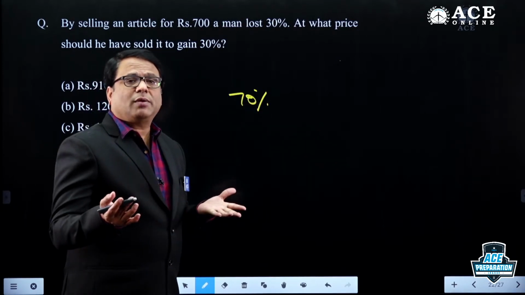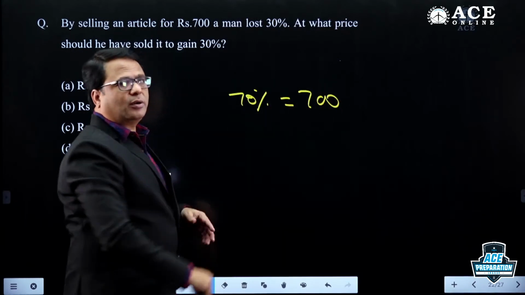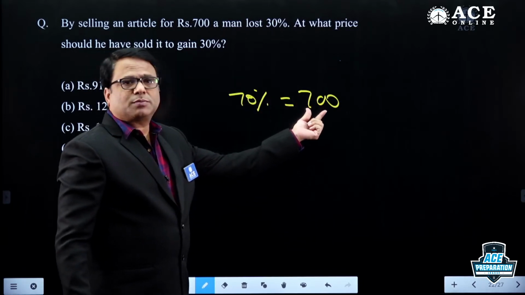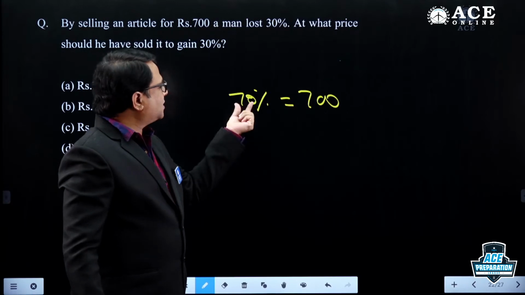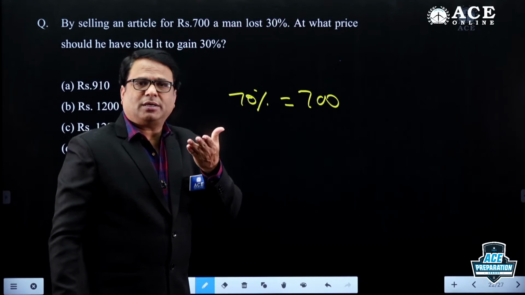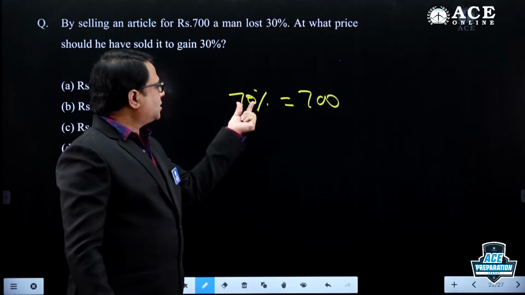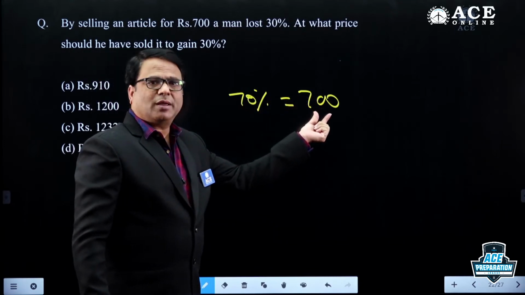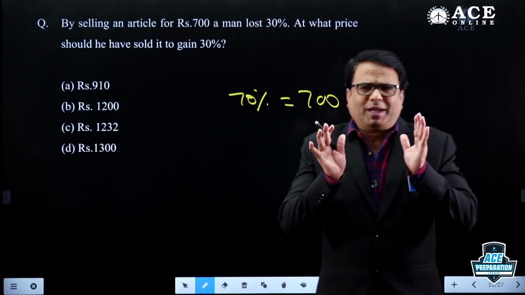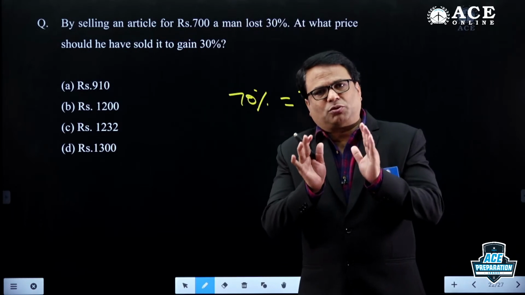But selling price is already given, it is given as 700. So this 70% and 700 are both the same, because this is selling price and this is also selling price. When loss is 30%, selling price is written as 70% of cost price. So I equate both. Now the question is, if you want to make a profit of 30%, what should be the selling price?